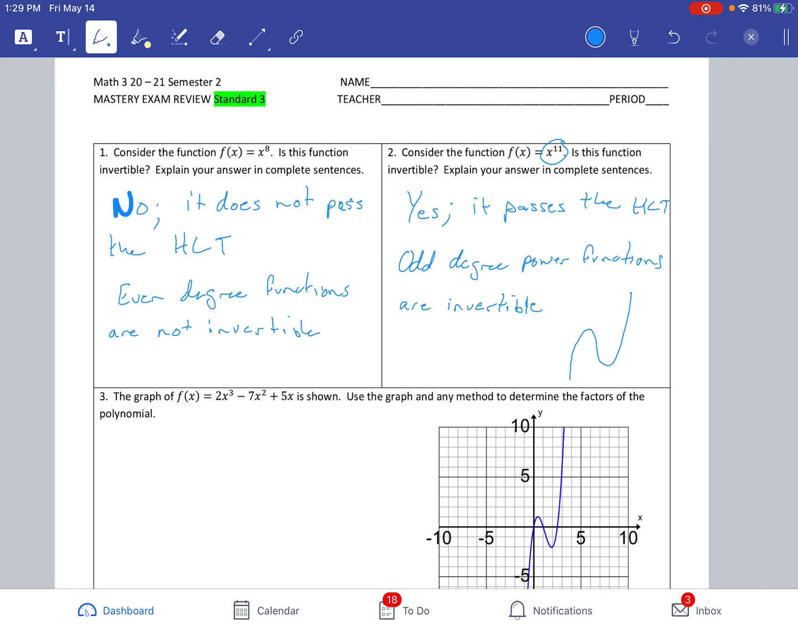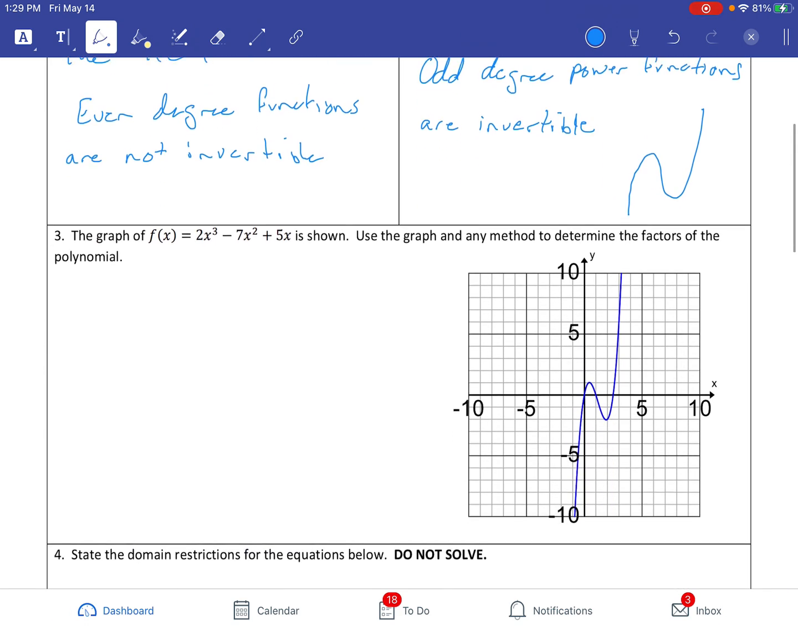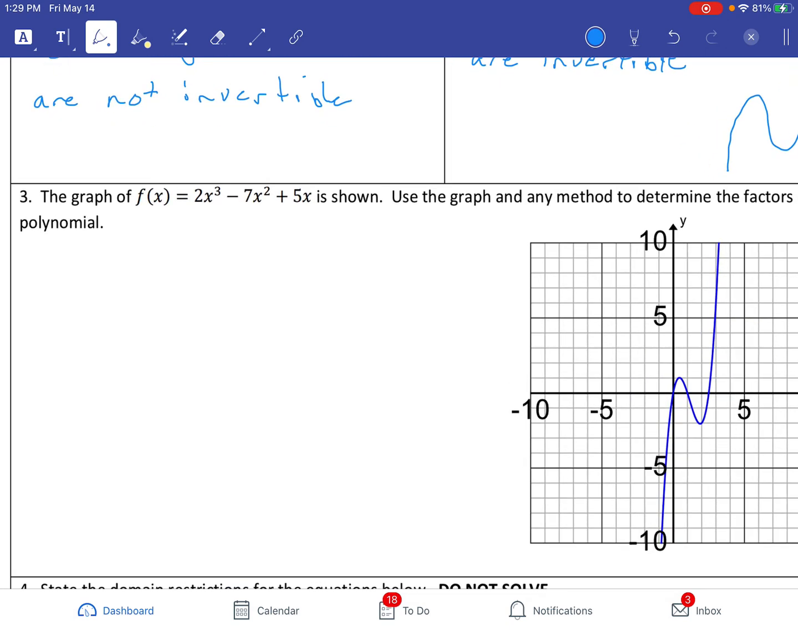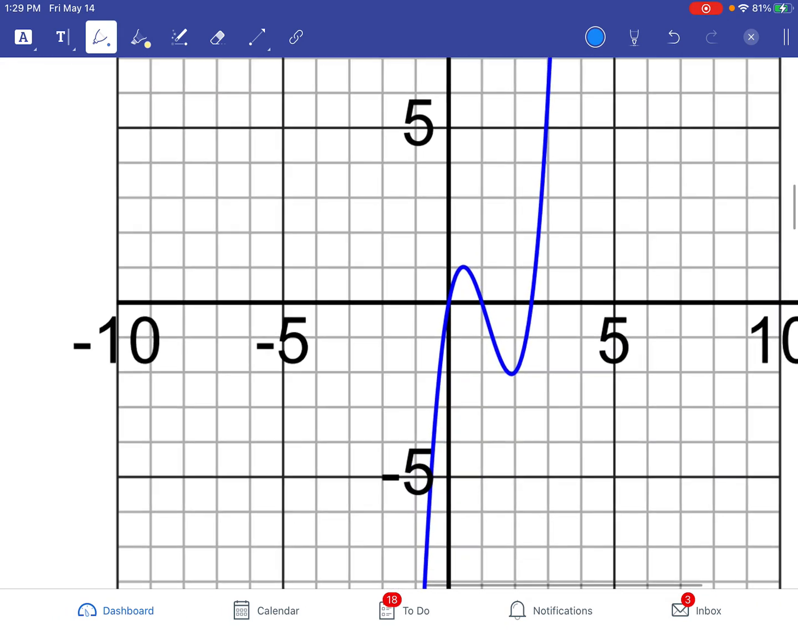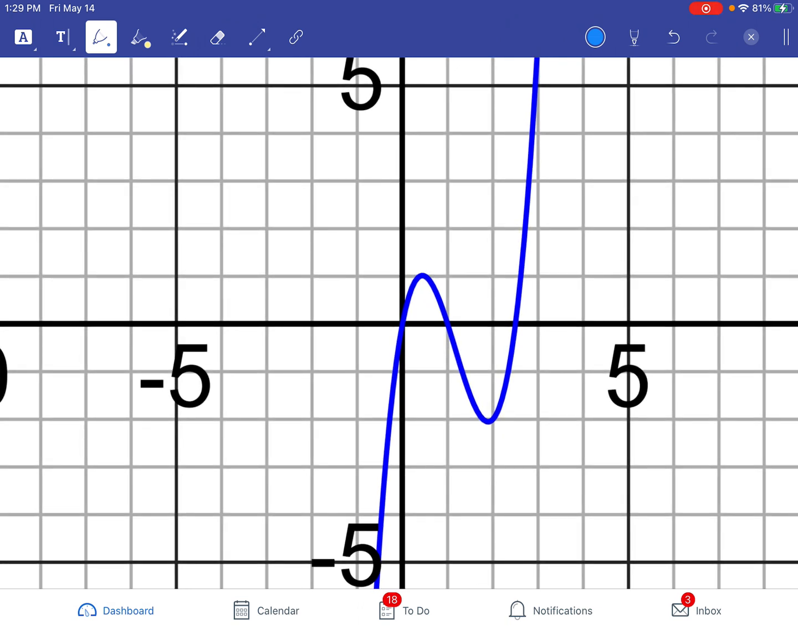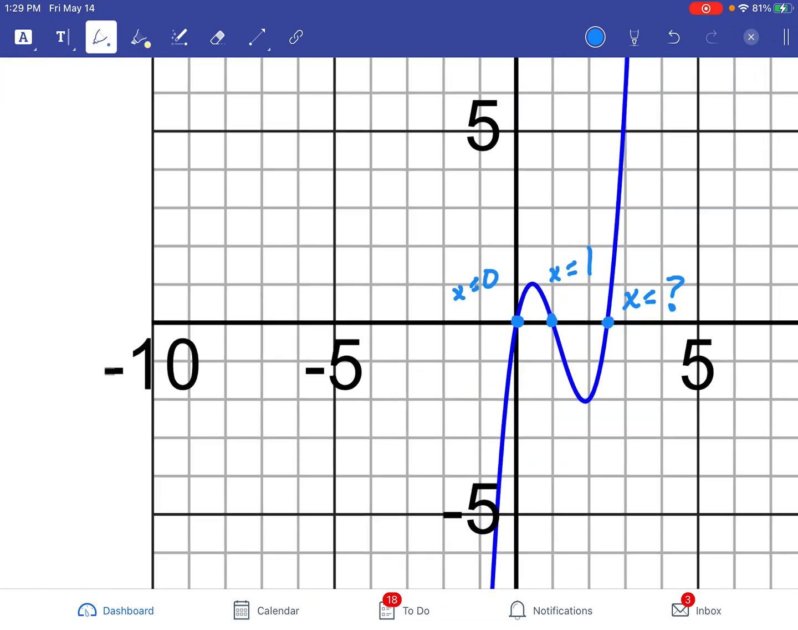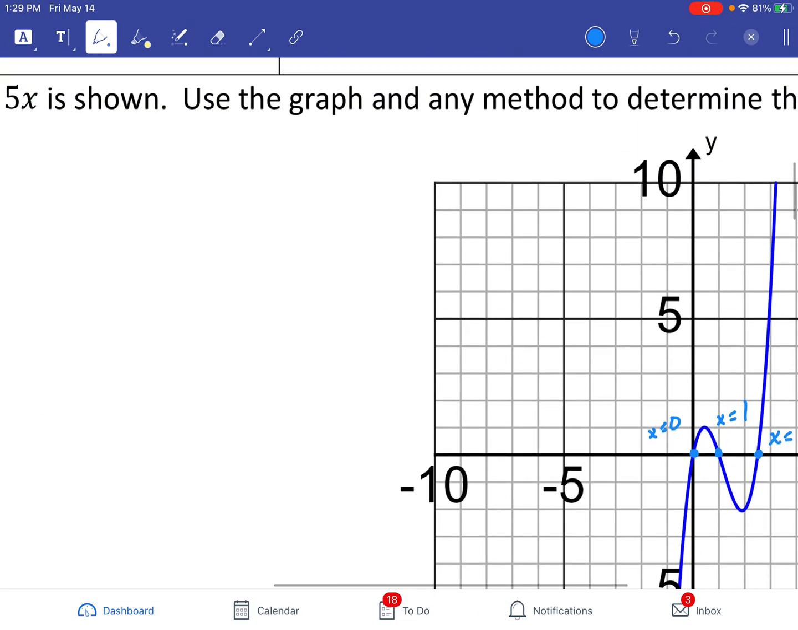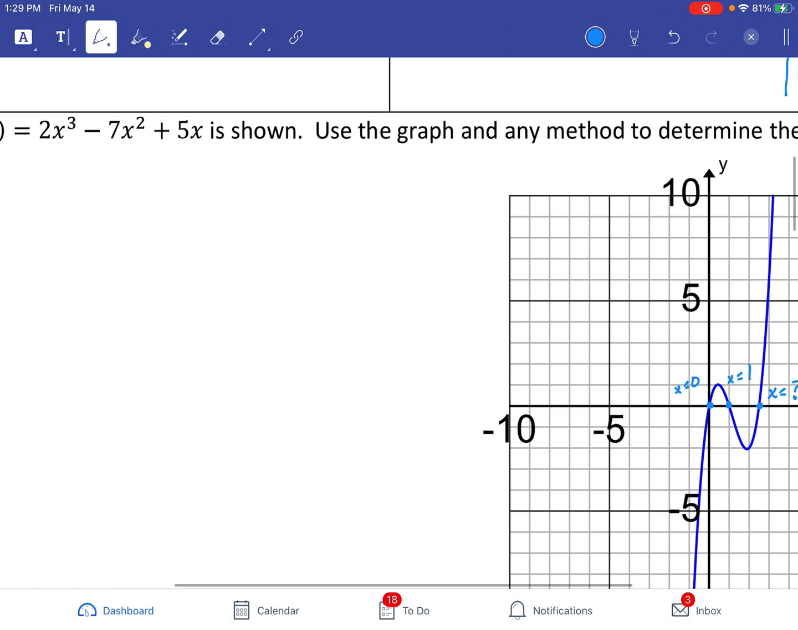Okay, number 3. The graph is shown of that equation. We want to use the graph in any method to determine the factors of the polynomial. We're going to use synthetic division. Looking at our graph, we can see that there are 3 places where it crosses the x-axis: here at 0, here at 1, and here at a third value. So we're going to use these values in our problem to solve it.